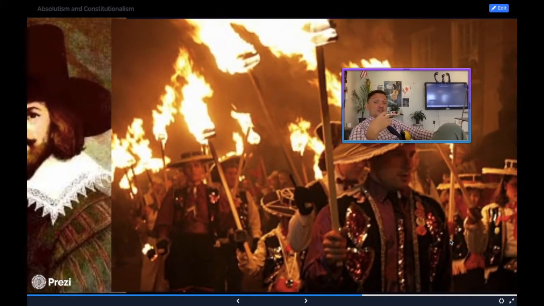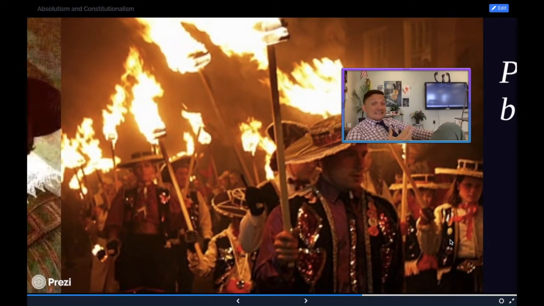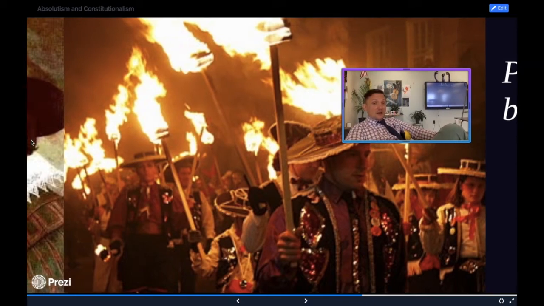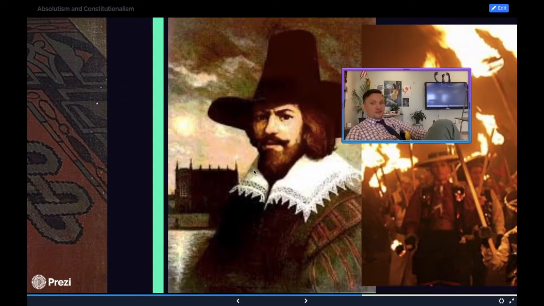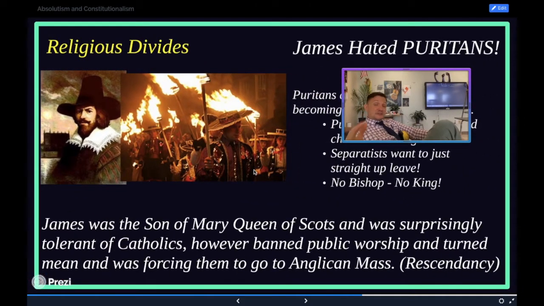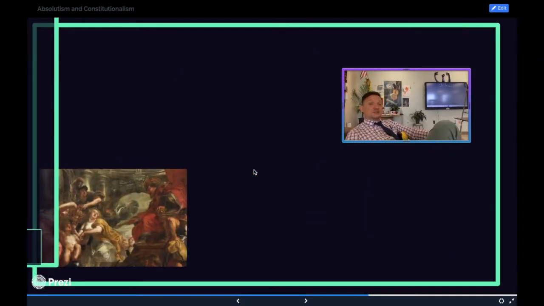And the reason why it's such a big thing is it became an anti-Catholic holiday in England, right? Even to this day, they celebrate Gunpowder Day in England, and they burn effigies of Guy Fawkes, like big straw stuffed Guy Fawkes, right? So it's a big deal. So he's dealing with a lot of religious issues, right?